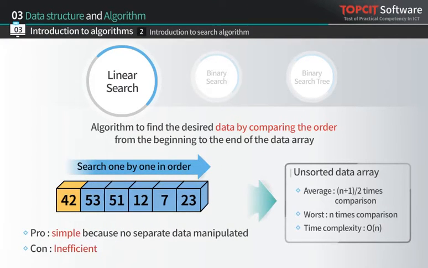Linear search is simple to implement because of its simplicity. In an unsorted data array, it takes an average of (n+1)/2 comparisons. The time complexity is big O of n. In the worst case, it ends the program with n comparisons.